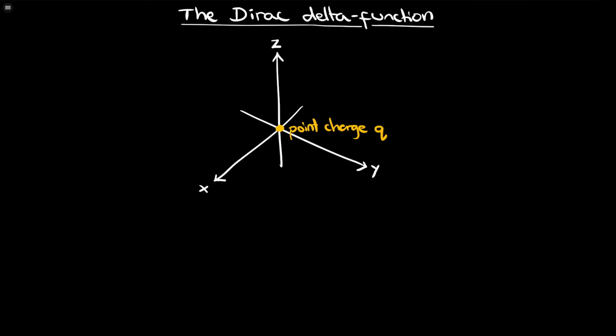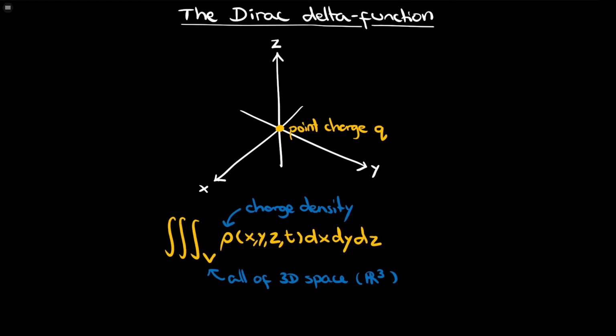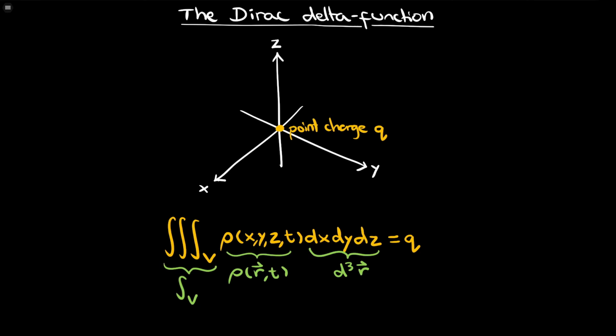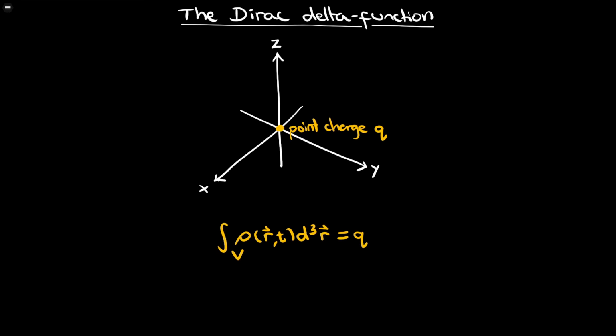The total charge over all space would be the volume integral over the charge density ρ. This would be a triple integral over the three coordinates x, y, and z, and over the volume that is all of 3D space. This must be equal to q, since the point charge is the only charge in all of space. To ease the notation a bit, I'll rewrite the triple integral sign as a single one. This is not ambiguous, since the volume we are integrating over is three-dimensional. I will also write the coordinate triplet x, y, z as r vector, and the three-form dx, dy, dz as d cubed r vector. So we require that this condition holds.